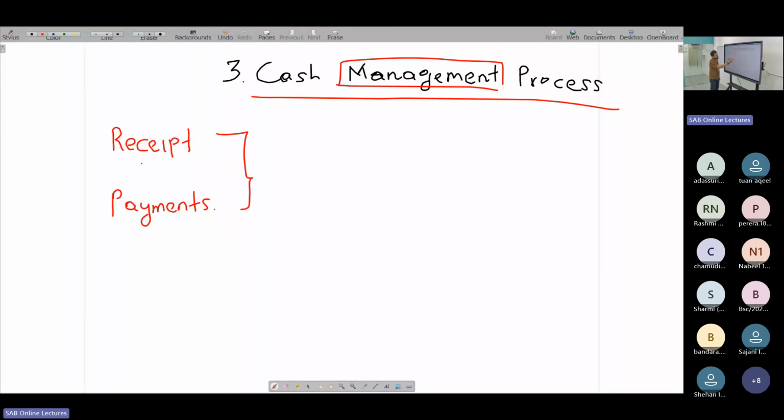So, these activities, now I am discussing the concept of cash management. What are the subtopics we are going to discuss? What are the topics we are going to discuss under this cash management process? So, receipt and payments are the most important thing. So, these receipt and payments must be recorded.